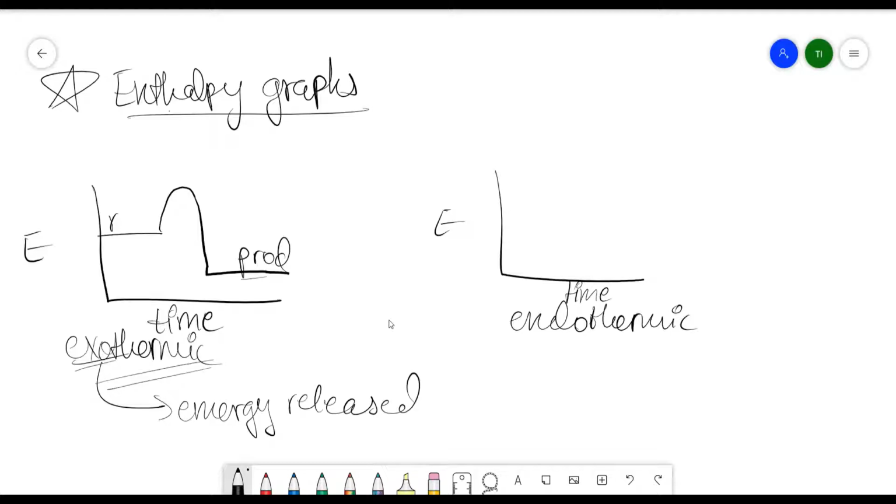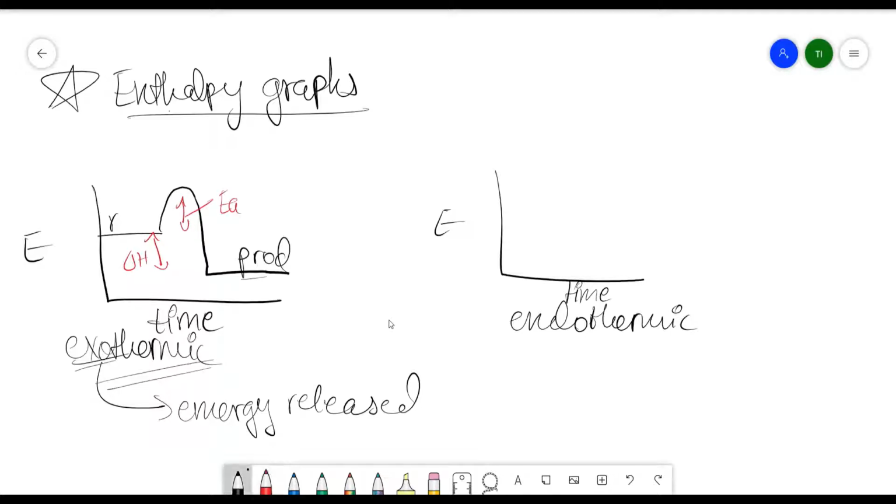So when you're asked to label such a graph, you should also know how to label it. This is the enthalpy change of reaction. This is the difference between the energy levels of the reactants and the products, whereas this is the activation energy.